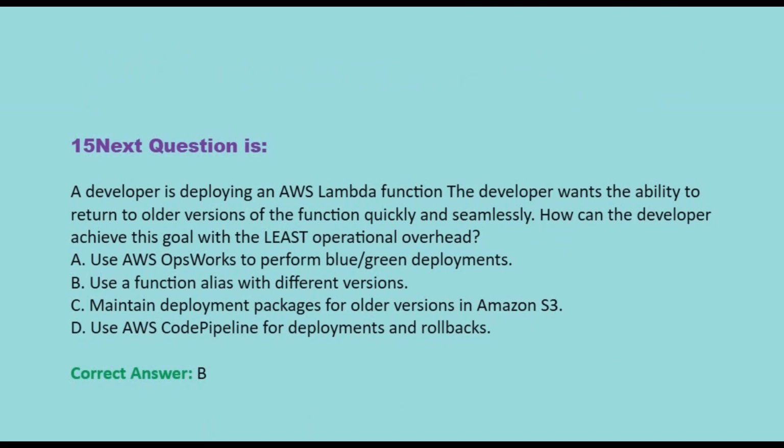Option A, use AWS OpsWorks to perform blue-green deployments. Option B, use a function alias with different versions. Option C, maintain deployment packages for older versions in Amazon S3. Option D, use AWS CodePipeline for deployments and rollbacks. Correct answer is option B.